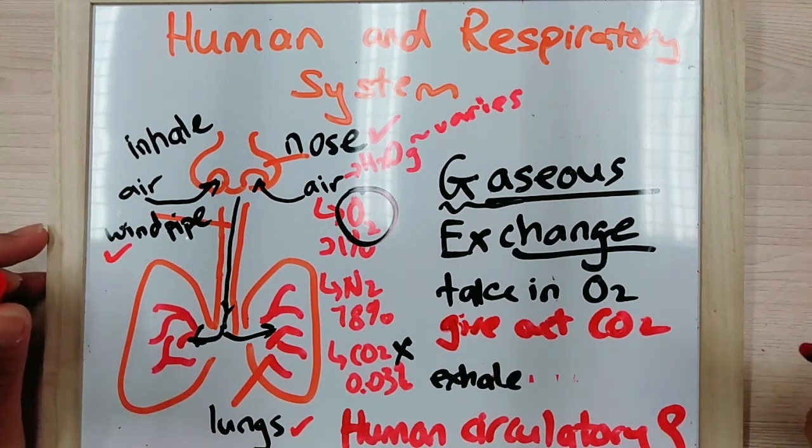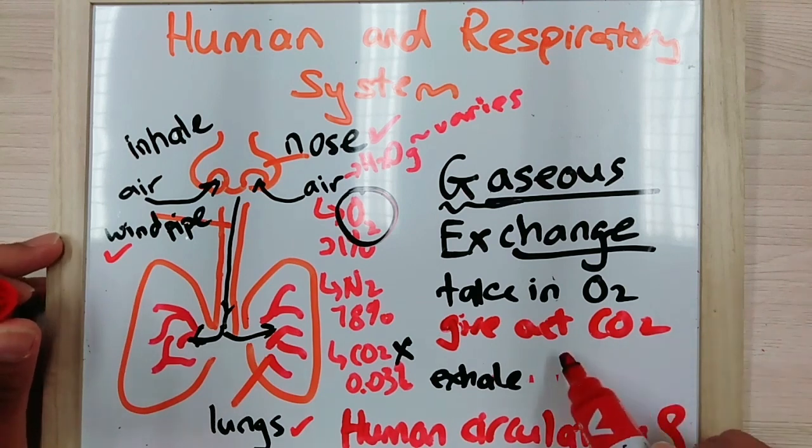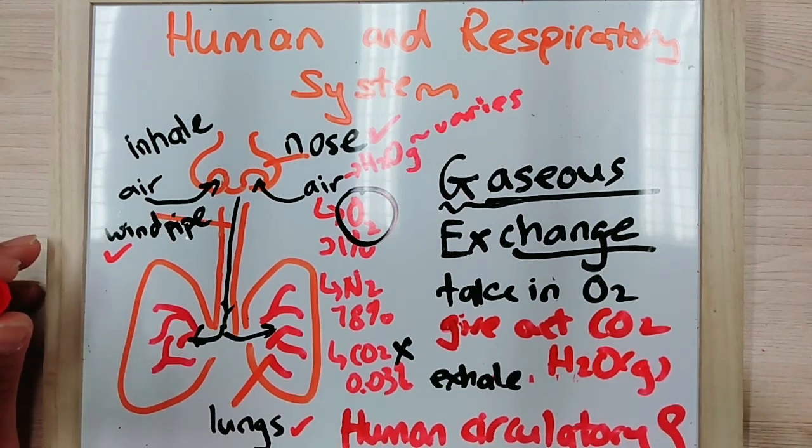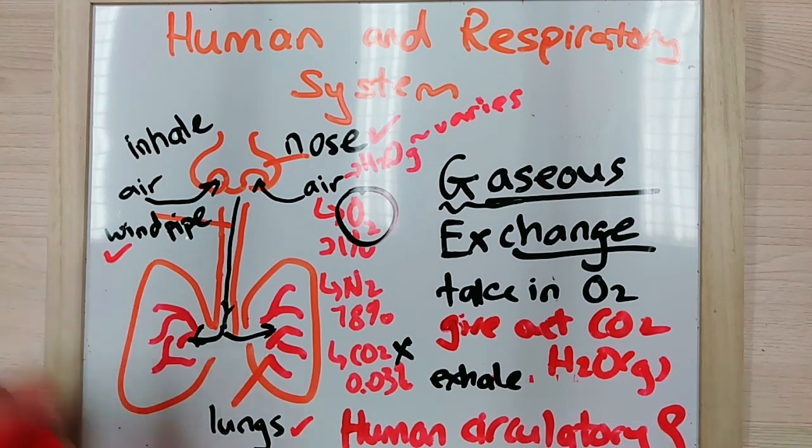But because the human body is made up of a lot of water, we will also give out a bit of water vapor. That's why when you breathe onto your spectacles or the mirror, you'll find that the mirror becomes misty. Because that shows that the water vapor exists in your breath and it has condensed onto a cooler surface. Let's do a quick recap.